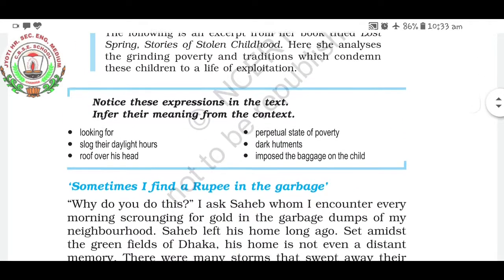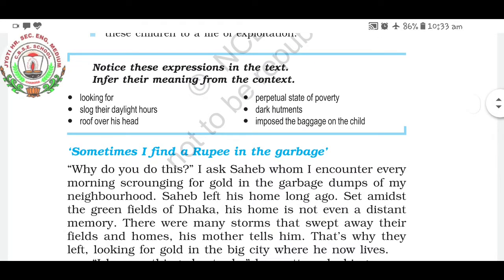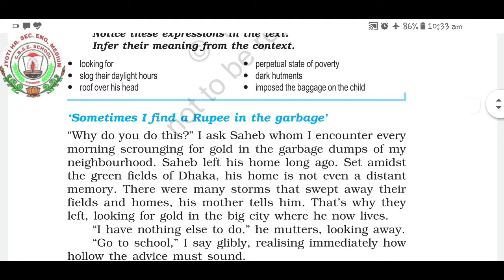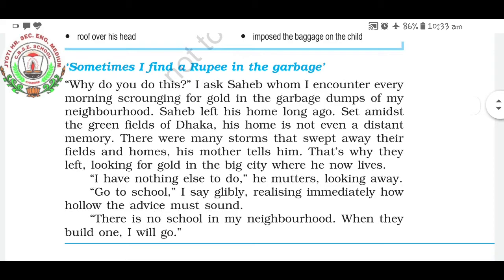And in this about Saheb, we have seen that he is a rag picker whom our author happens to meet quite often. Then we saw the conversation between the two, where the boy seems to be interested in studying, but due to lack of school in his neighborhood, he could not fulfill that dream of his and has to stick to rag picking. Moreover, he knows nothing other than rag picking.